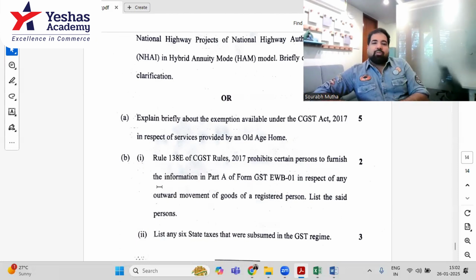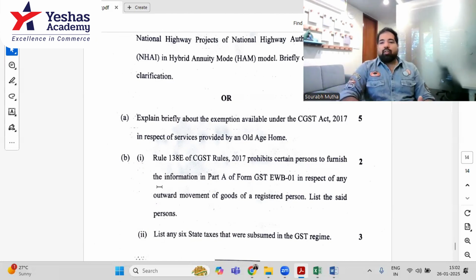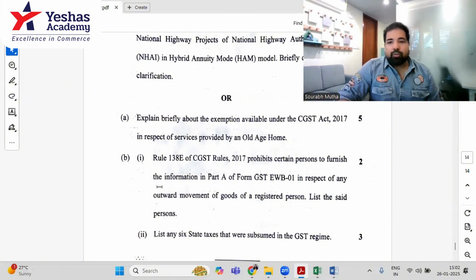Explain briefly the exemption available for old age home. Now, old age home can be run by you and me also, it can be run by the government also. For the government, it is exempt. And for us also, it is exempt if the amount charged per month is up to 25,000 rupees. So here we have to explain this exemption. This is under notification number 12 of 2017, we'll have to explain that.